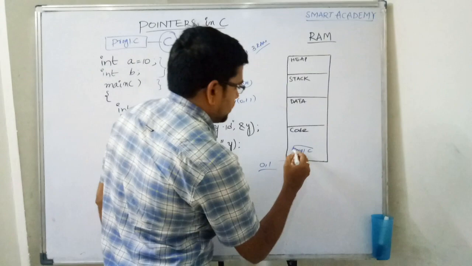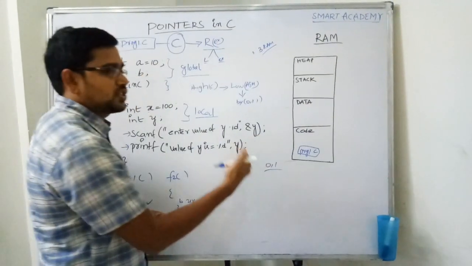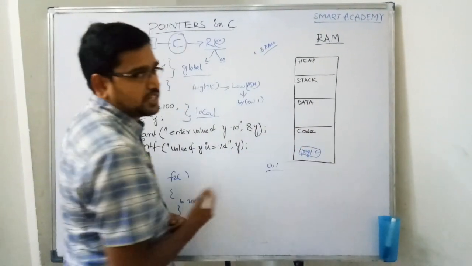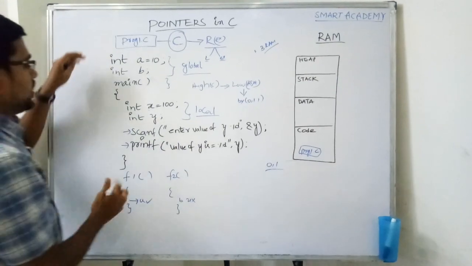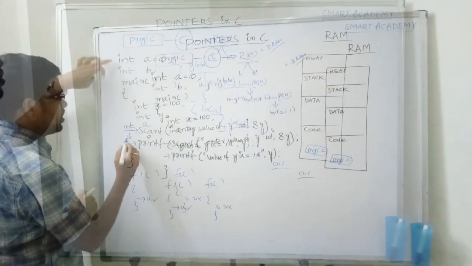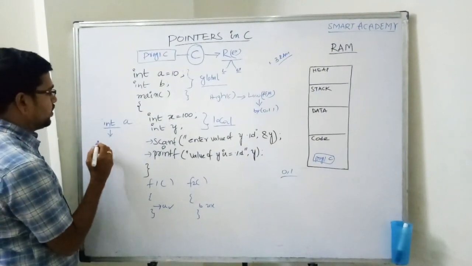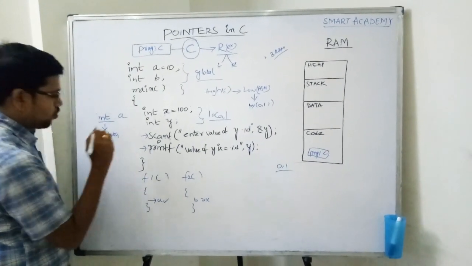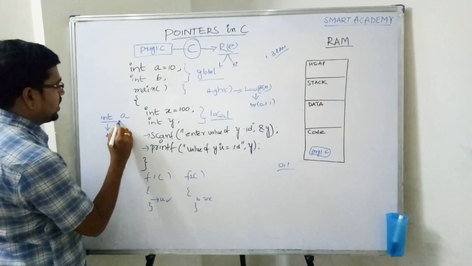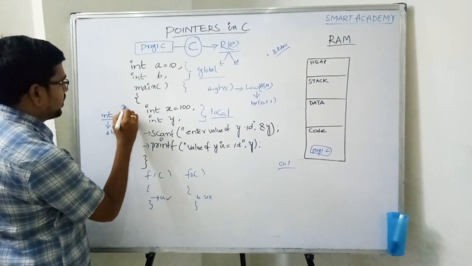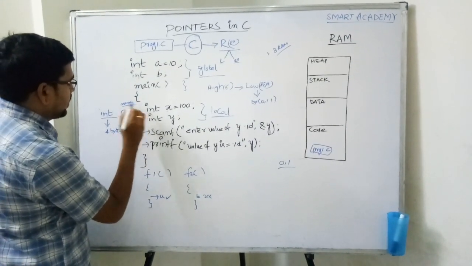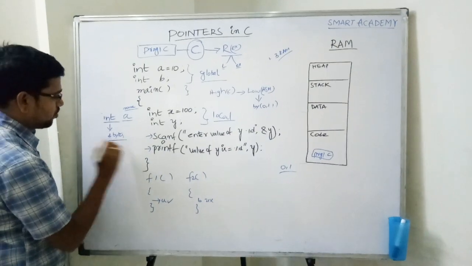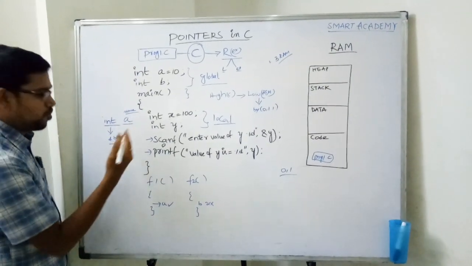Okay. So your low language translated code will come to the code section, the code segment. Now come back to what is int A. Int is a data type which takes 4 bytes of memory. That means A is a variable name and that takes 4 bytes. What does it mean by 4 bytes?